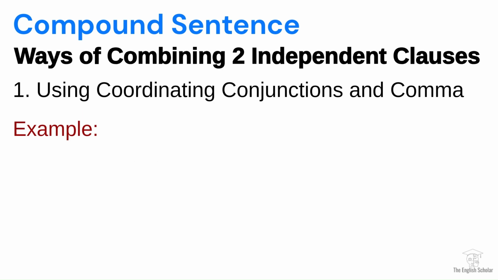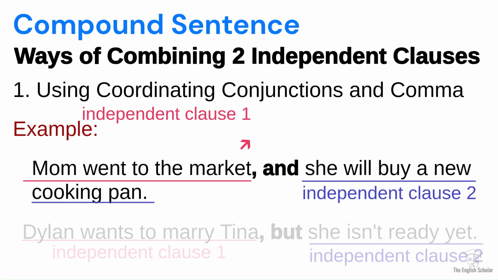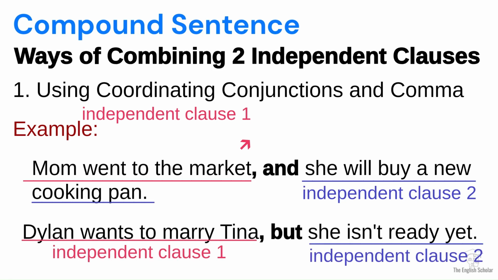For example, Mom went to the market, comma, and she will buy a new cooking pan. Dylan wants to marry Tina, comma, but she isn't ready yet. Notice the two independent clauses or simple sentences in each sentence, and notice the coordinating conjunctions that join them with a comma. Always remember to put the comma before putting the conjunction.